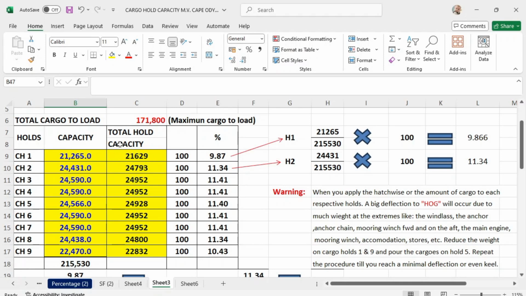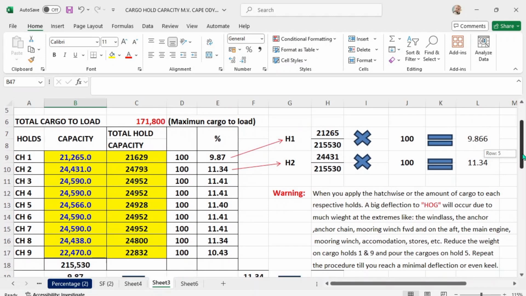21,629. Why? Because this includes the hatch cover, meaning there's a space within the hatch, just below the hatch cover, that has a certain amount. If you include this, the total will be 21,629. So with hold number 2, the capacity of cargo hold is 24,431. If you include the hatch, that will be 24,793. Okay, and so forth until you get to hold number 9.